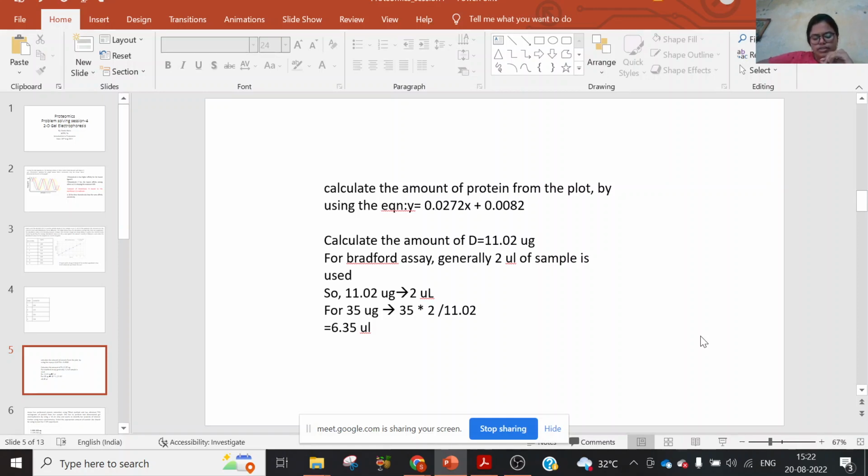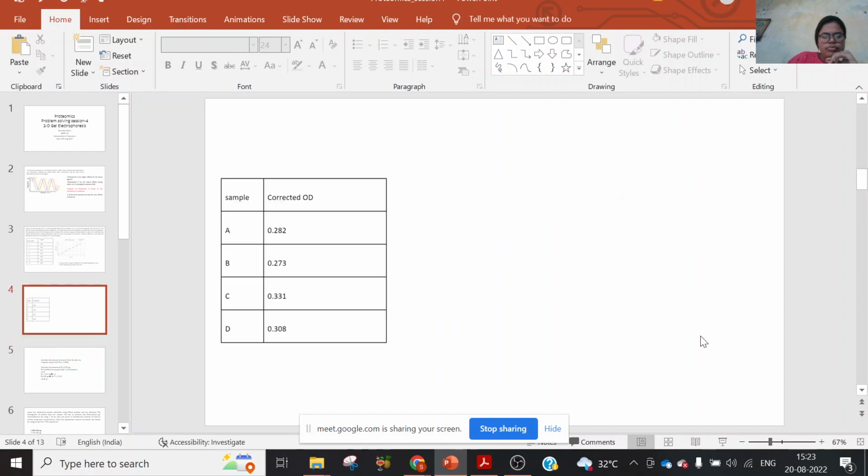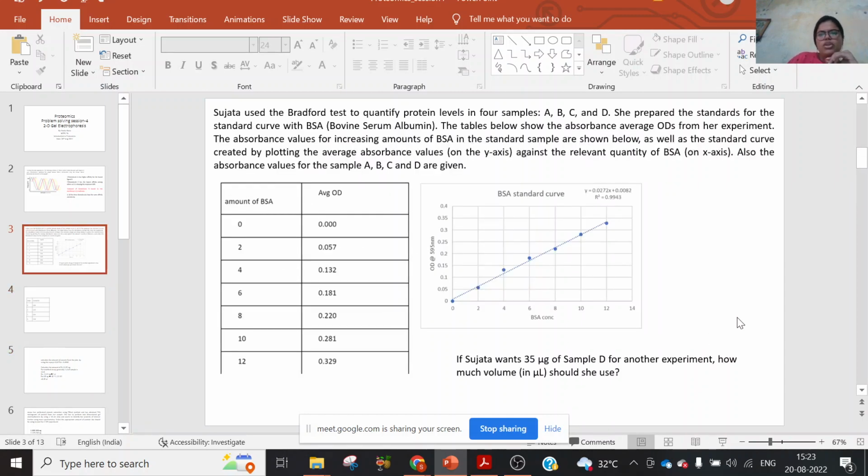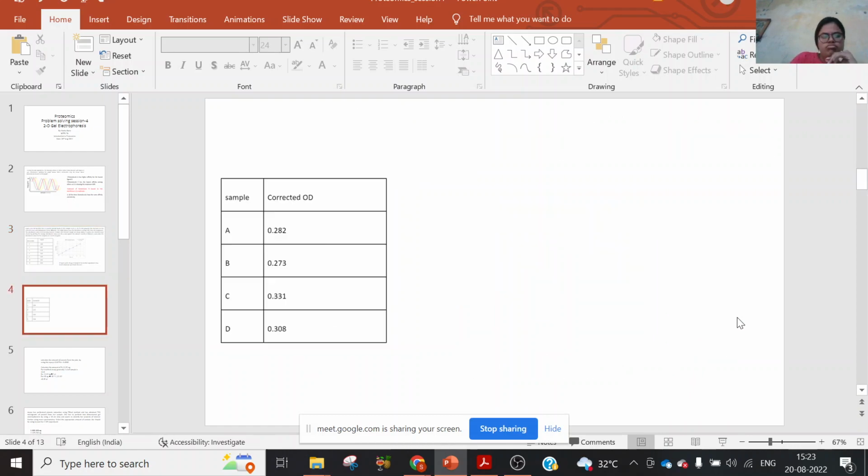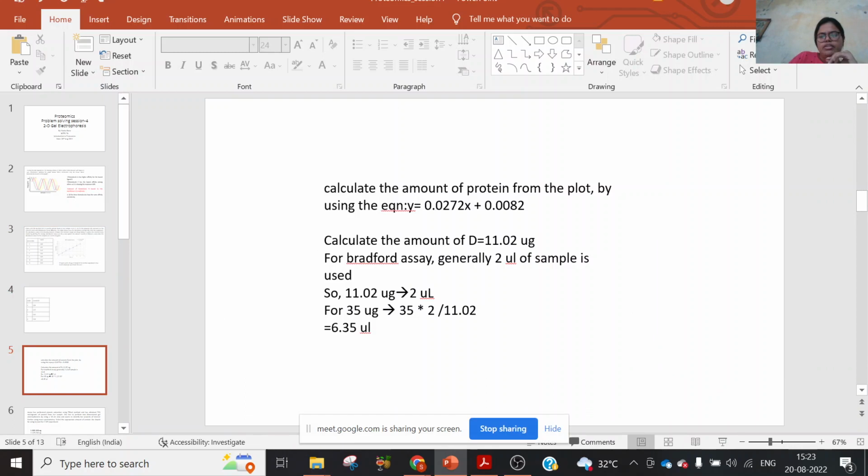Ma'am, yes. Where the volume is not mentioned, we have to assume that it is always 2 microliter. I agree that volume is not mentioned, so it should be mentioned, and the calculation is based upon 2 microliter. When we got the answer, the back calculation showed that it should be 2 microliter.